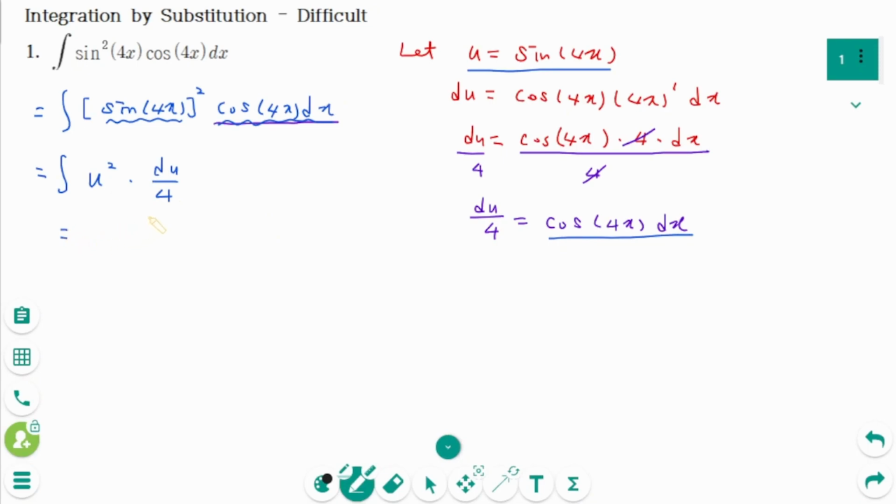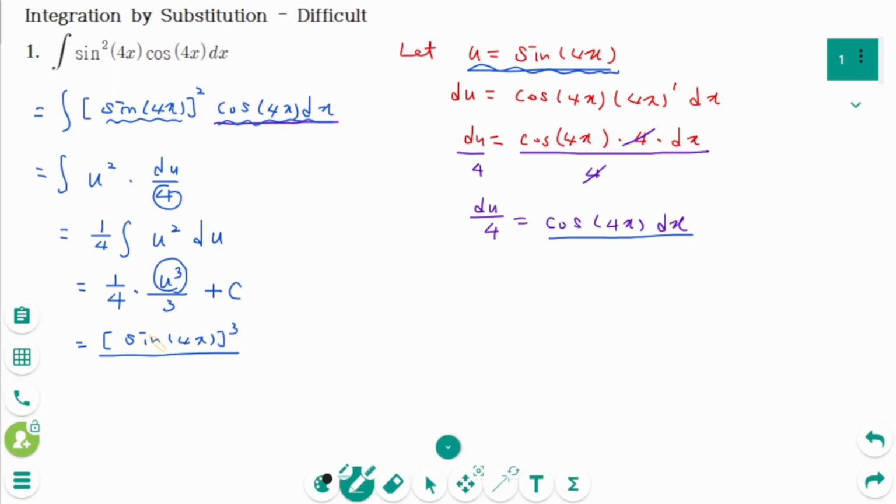Then we can rewrite as 1 over 4 the integral of u squared du equals 1 over 4 times, use the power rule for integration, u cubed over 3 plus c. u cubed, which is sine 4x cubed, over 12 plus c, and the final answer is sine cubed 4x over 12 plus c.